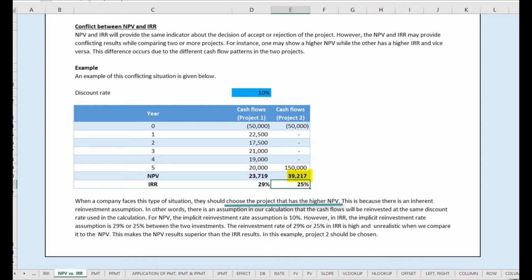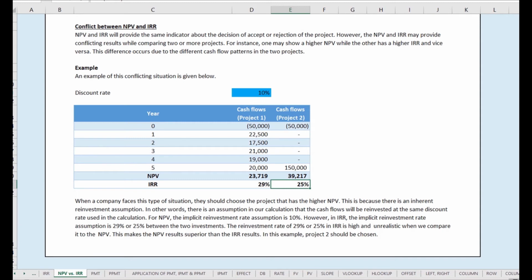The reason for this is because there's an inherent reinvestment assumption. In other words, there's an assumption in our calculation that the cash flows will be reinvested at the same discount rate used in the calculation. For NPV, the implicit reinvestment rate is 10%. However, in the IRR calculation, the implicit reinvestment rate assumption is 29 or 25%, as shown on screen here.